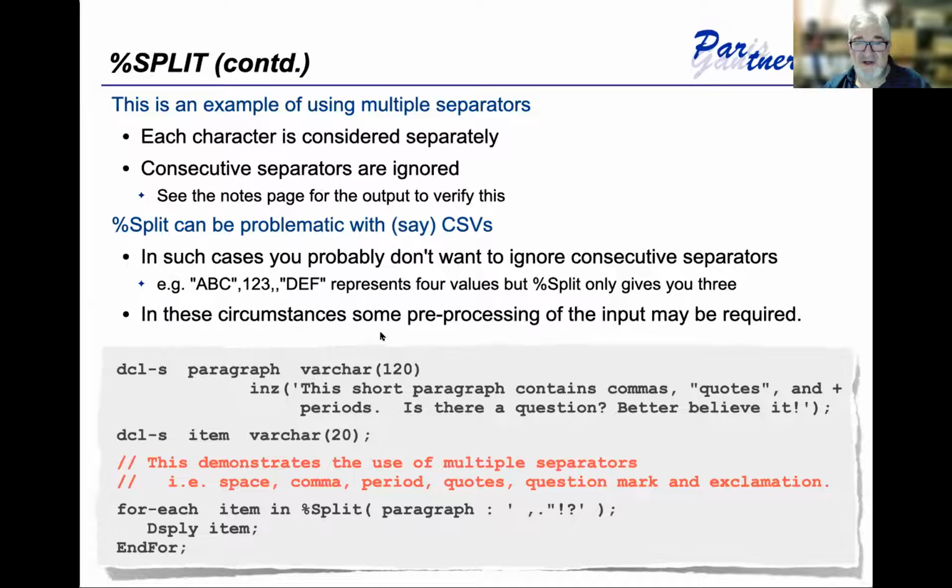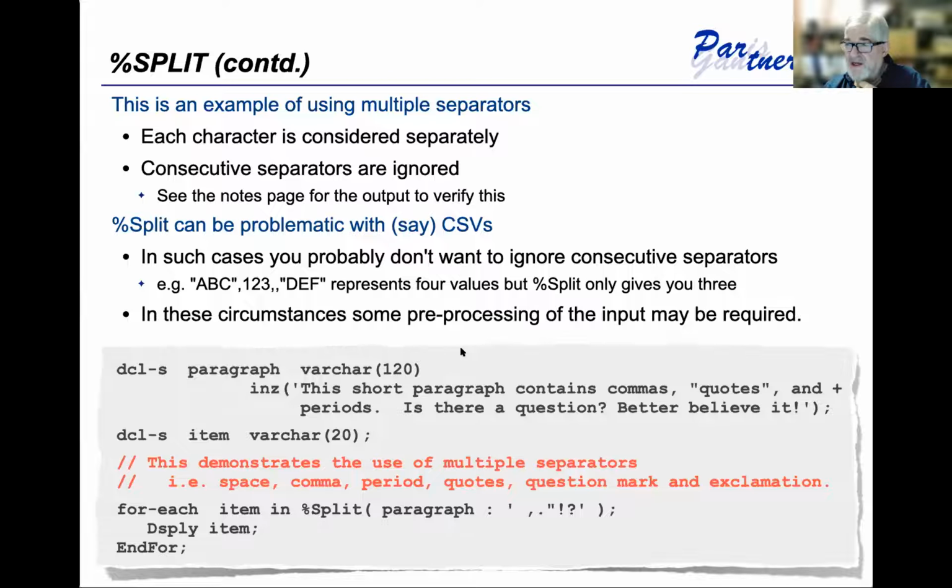So in those circumstances, if you want to do it for something like this, you're going to have to do some pre-processing of the input. Maybe find all the instances of 2 commas together and stick some arbitrary character that can't appear elsewhere in the string in there and then test for it later, whatever, right? But basically, you're going to have to do some pre-processing.